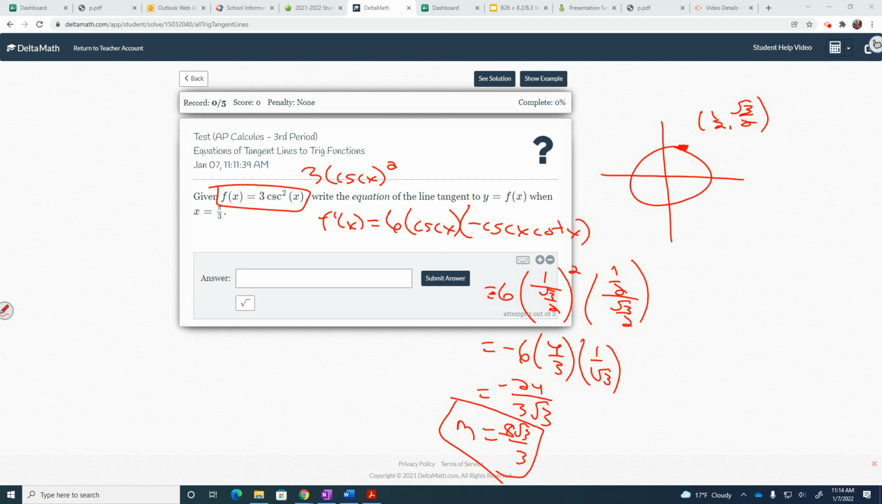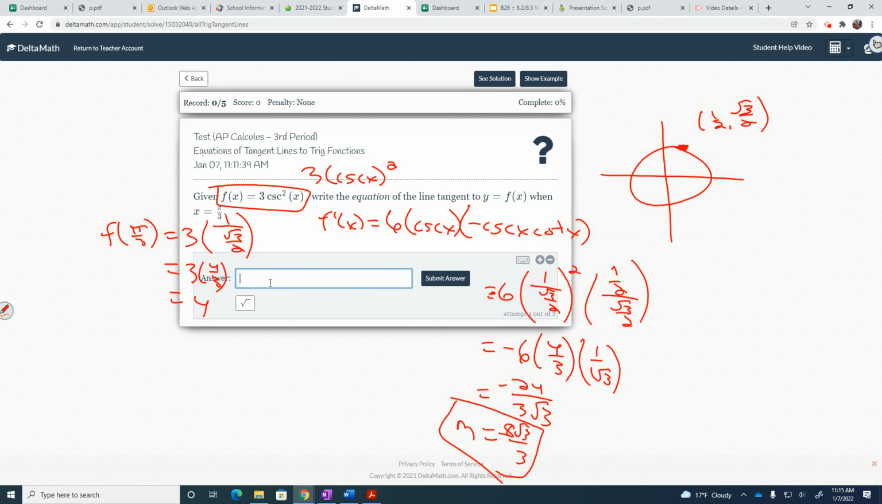So m. So here's our x. To get our y, we need to do f of pi over 3. So that's 3 times the cosecant squared of that. We're going to do the cosecant of it, which was 1 over 3 over 2. That ended up being 4/3. So 3 times 4/3, which is 4. So let's try this here.